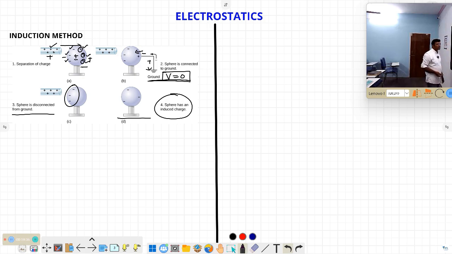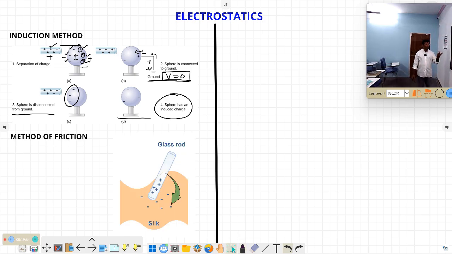This is called induced charges, meaning the body has become an induced charged body. So by bringing one body near the other body, we can make the other body charged, which is called the induction method. In this process we also have a lot of theoretical questions, and some problems are going to be discussed. We'll discuss them in the coming lectures.